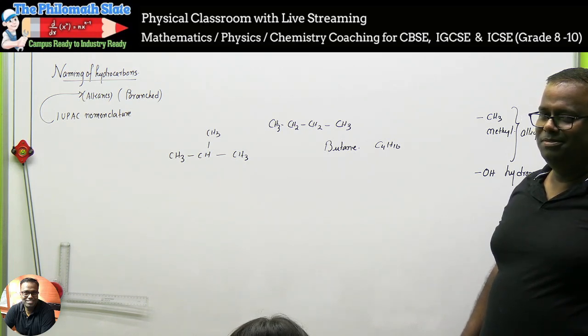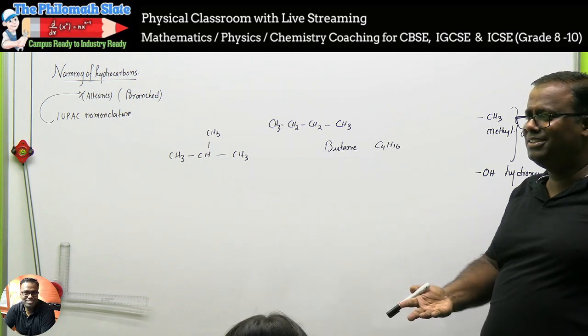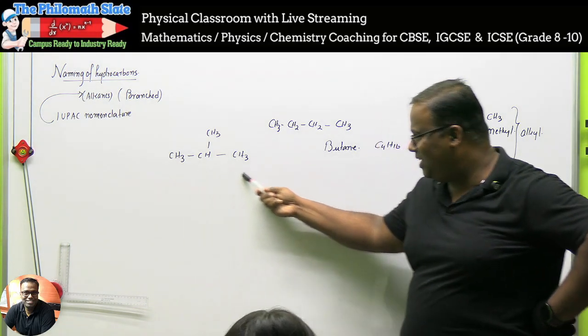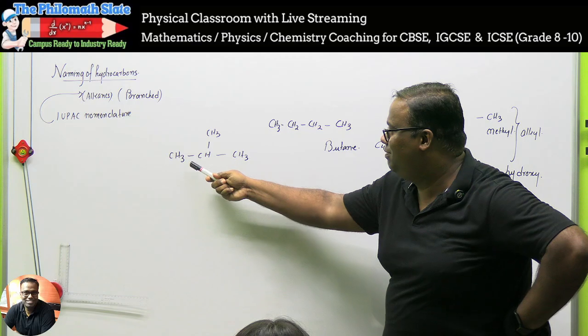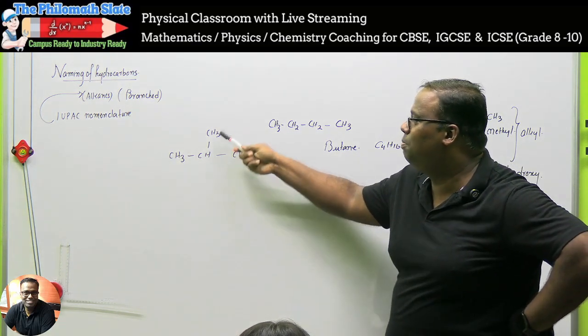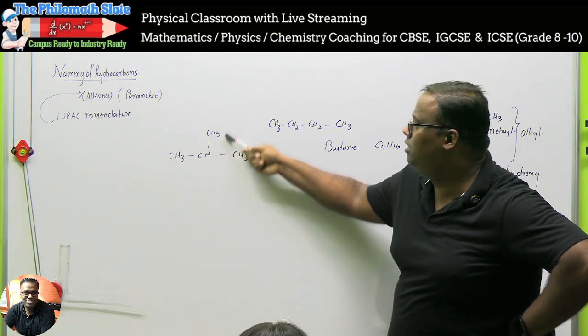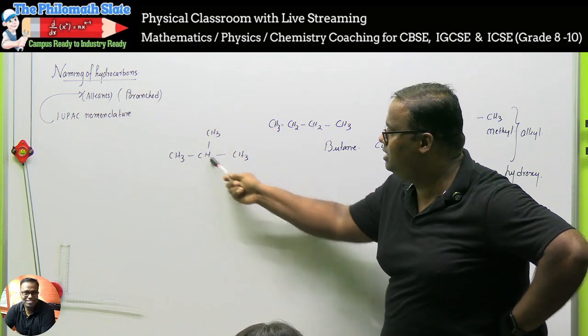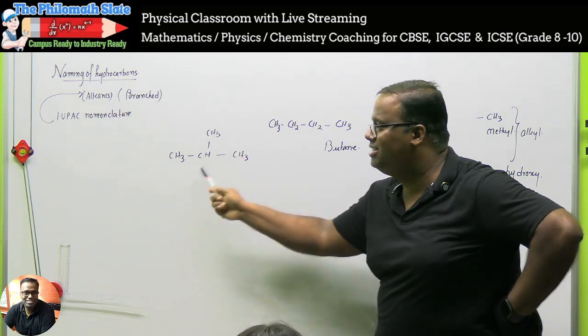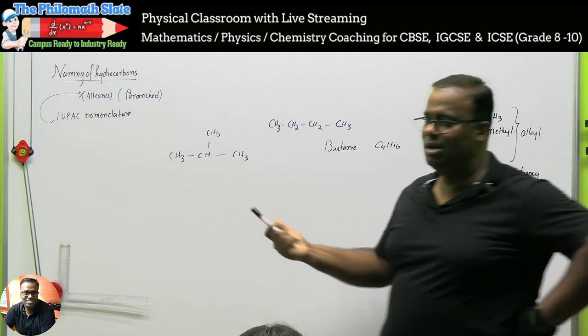It doesn't matter. Be confident. This way is the longest chain. If you see this way, then at 2 पे मिथाइल लगा हुआ है. If you see it this way, then भी 2 पे मिथाइल है. ऐसे देखो तो भी 2 पे मिथाइल है. तो नाम बोलो क्या होगा?